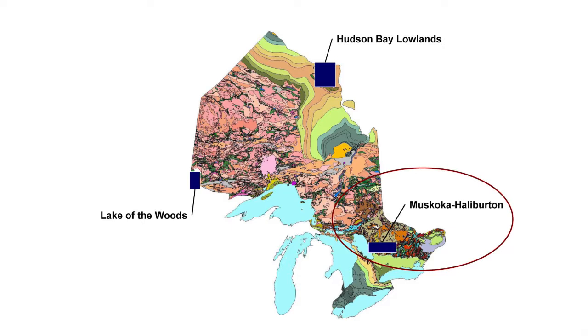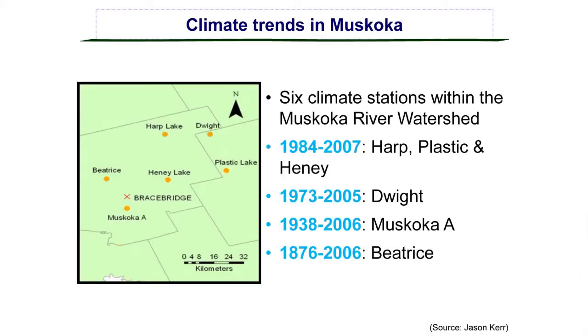So let's come to Muskoka Haliburton and see whether or not we see the same kinds of temperature changes. And I thank Jason Kerr. Jason Kerr is a postdoc at Trent. He's part of the Canadian Water Network grant that a number of us are working on. He gave a talk on climate change in the Muskoka, so it was good timing. And he's pulled together information from 6 climate stations within the Muskoka River watershed. Plastic is actually just outside of the watershed.